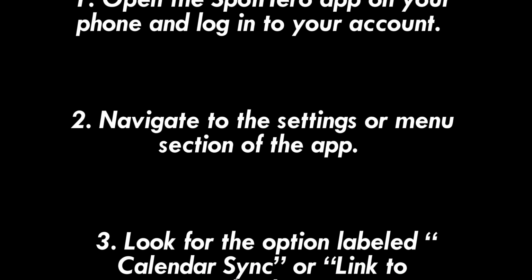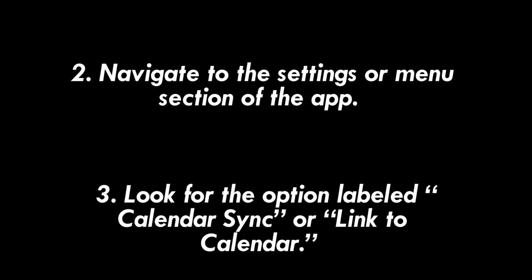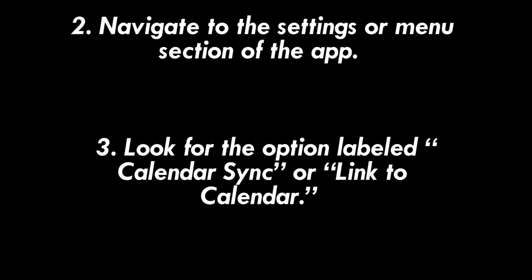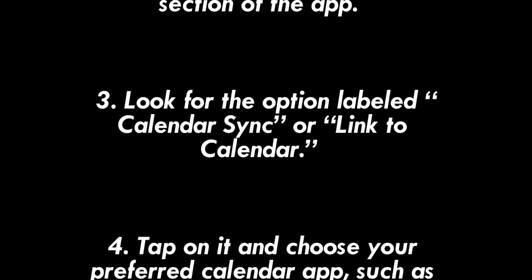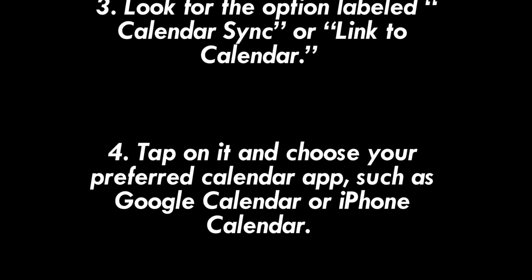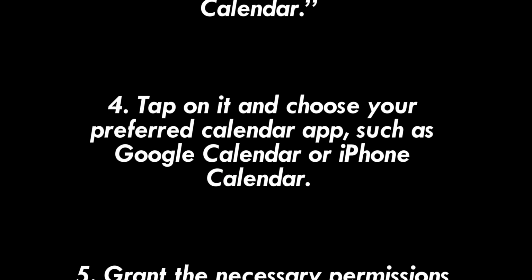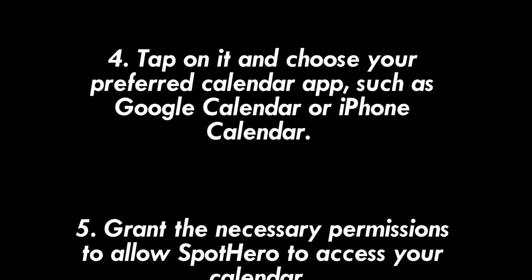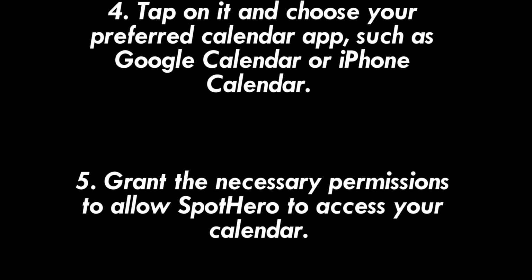3. Look for the option labeled Calendar Sync or Link to Calendar. 4. Tap on it and choose your preferred calendar app such as Google Calendar or iPhone Calendar. 5. Grant the necessary permissions to allow SpotHero to access your calendar.